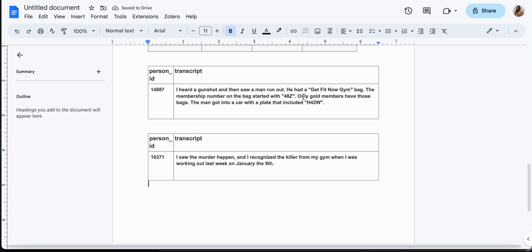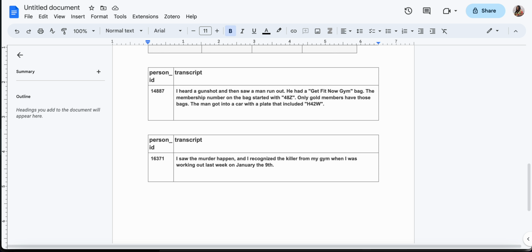Now, if these questions are given, Morty said this. So we are going to use wildcards to determine the people that have this membership status that starts with this, and they are only gold members that have it. And then we also have a plate number that starts with this. Very, very interesting. So for the multi-testimony transcript, we have two people from those details. And let's see how that works.